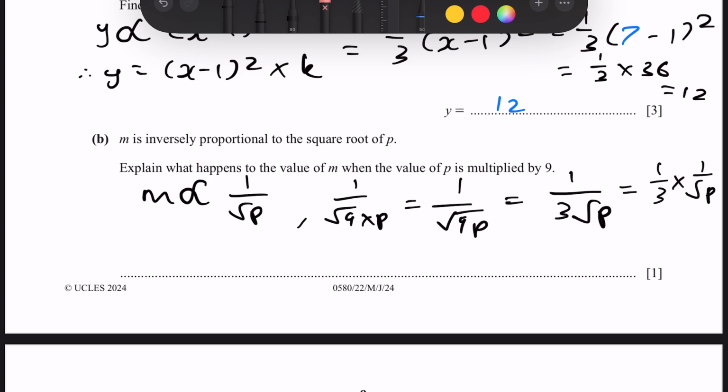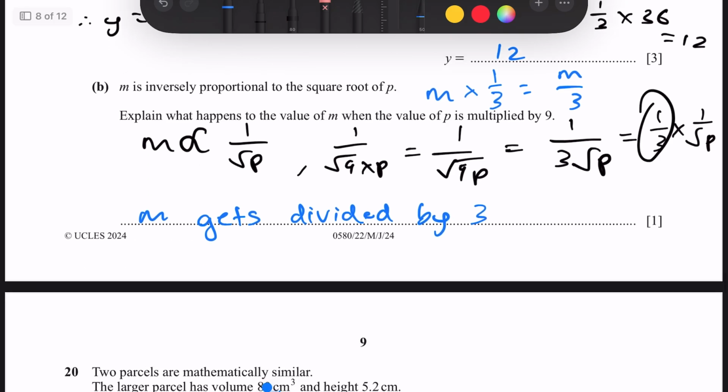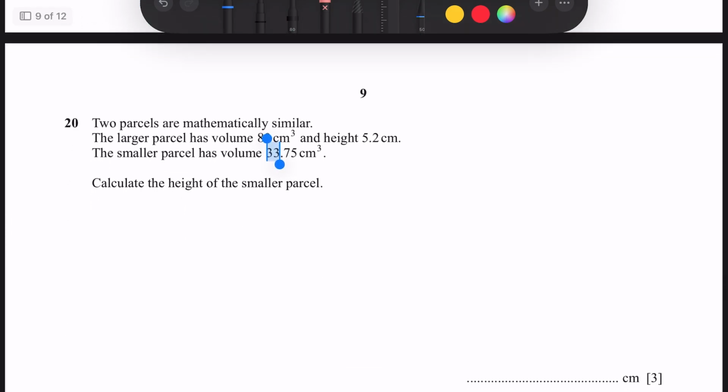Now since 1 over root p is proportional to m, this means that m would essentially be multiplied by 1 over 3 when the value of p is multiplied by 9. So since m times 1 by 3 is equal to m divided by 3, this means that m gets divided by 3. Question 20 says two parcels are mathematically similar. This means that there's a constant scale factor.